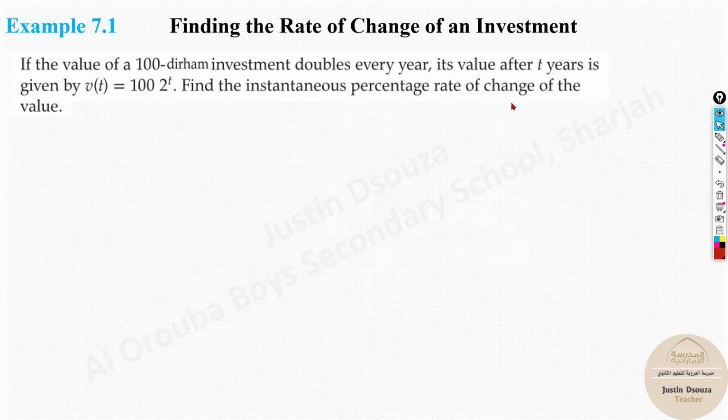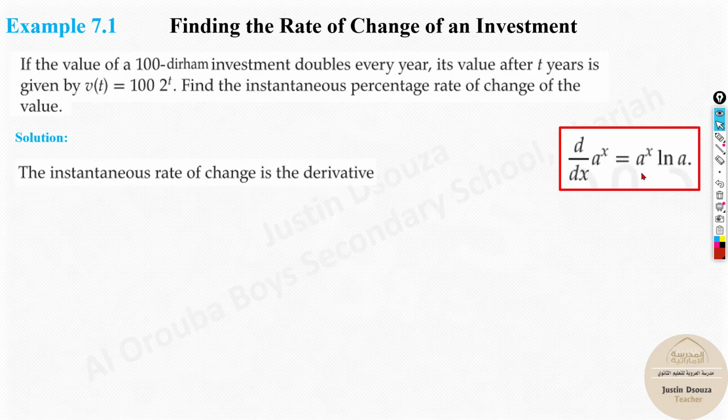That means the slope. What does that mean? You need to derive this. Whenever you hear this rate of change, instantaneous, percentage is something different. I'll tell you in a while. But instantaneous rate of change or something, that means you need to derive the given value. The value is v of t equals 100 times 2 to the power t. Just derive it. Which is the derivative formula.